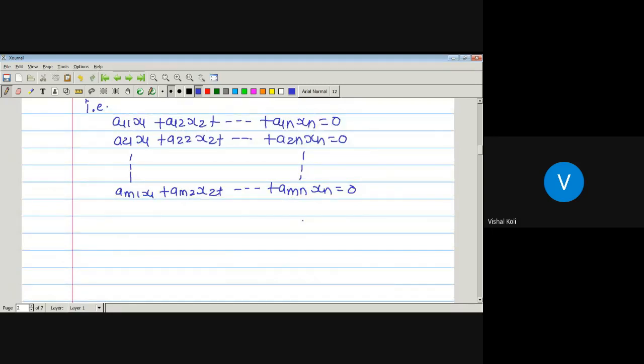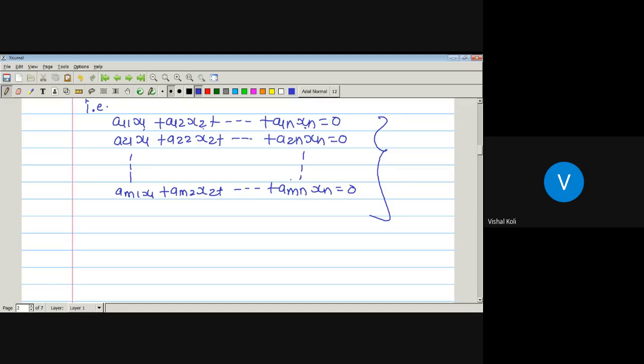Here we have to find the values of x1, x2 up to xn, which satisfy all the m linear equations simultaneously. It means if we put the values of x1, x2 up to xn, then the right hand side of all these m linear equations must be equal to 0. Then only we say that the given system of homogeneous linear equations has a solution.